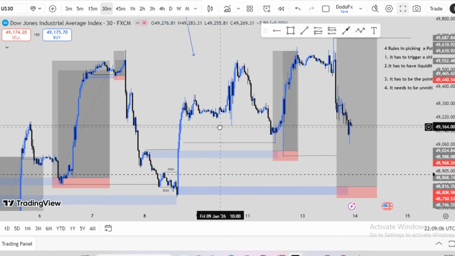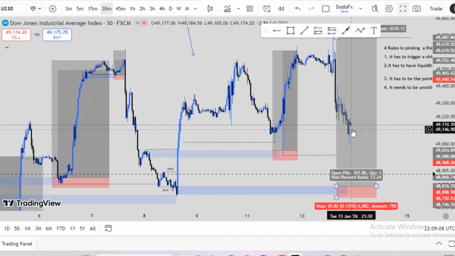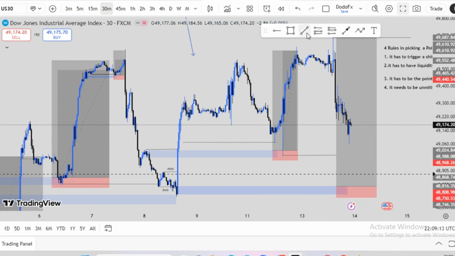You see the same thing here. Now I'm patiently waiting for this other block here. I'm expecting this trade to come back to respect this order block. And what would be my liquidity now? This zone here will be my liquidity.